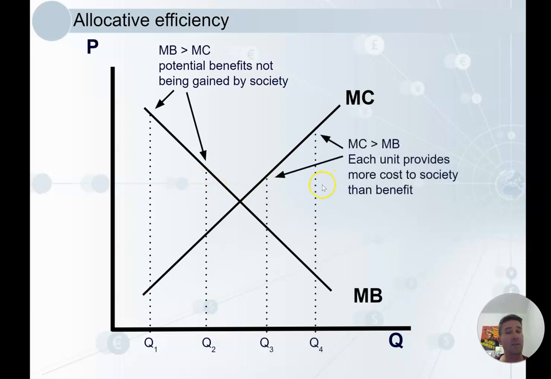Okay, and on the other side of it, if we're producing a quantity out here where marginal cost is greater than marginal benefit, what this means is that each unit costs more to society than it provides in benefit. So from society's point of view, we don't want these extra units. We shouldn't be making them. So if the marginal cost is greater than marginal benefit, we should be producing less. And we need to get back to this magical point here, equilibrium, where we have allocative efficiency.